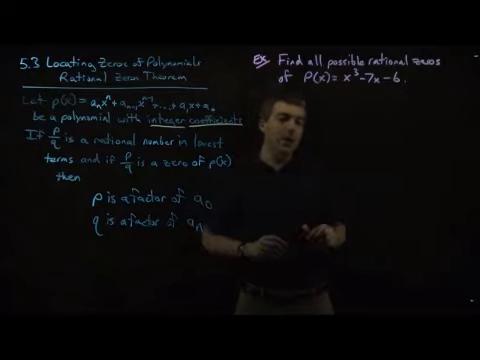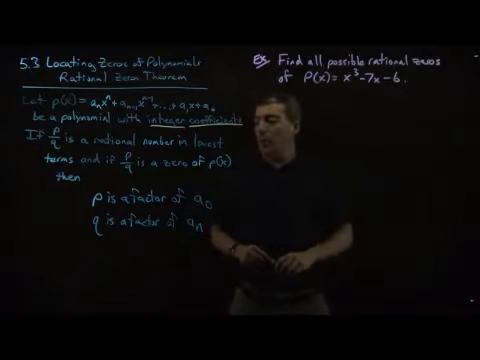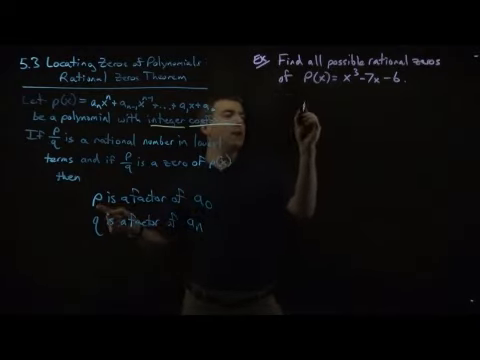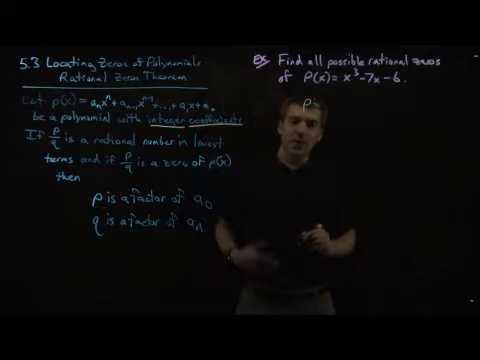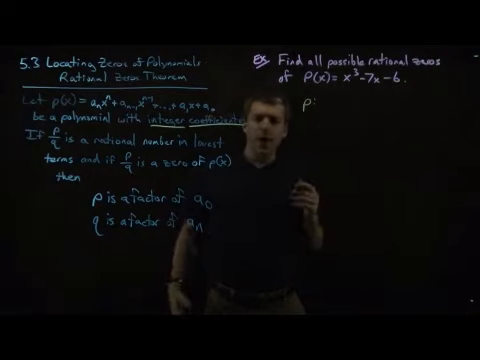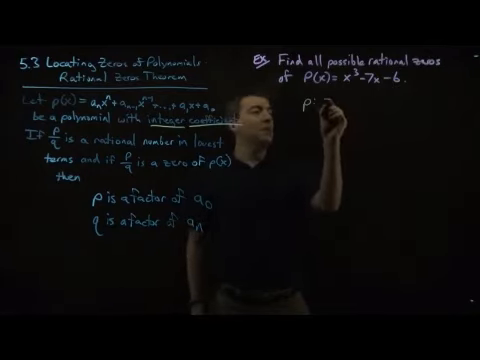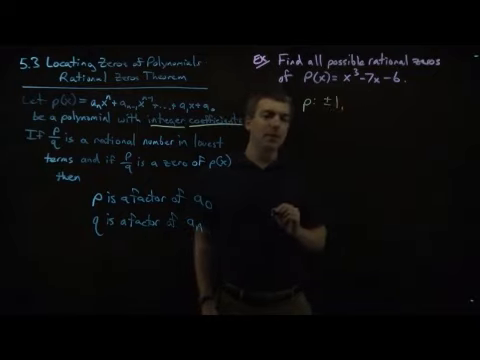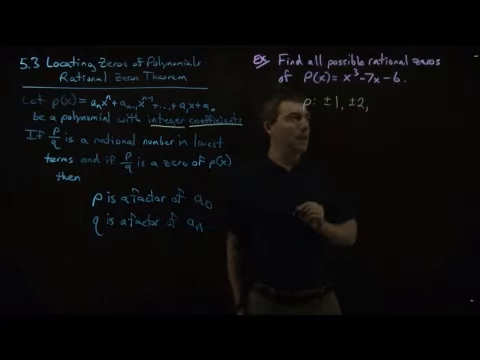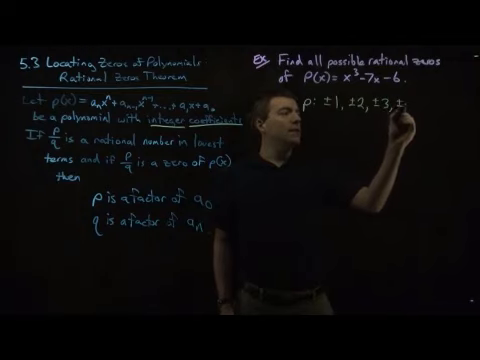All right, and so we know that any rational zeros of this polynomial will be of the form p over q, where p is a factor of the constant term. So let's list all the factors of the constant term. The constant term is negative 6. What are the factors of negative 6? Well, 1. So plus or minus 1 is a factor. 2, plus or minus 2. Both of those divide evenly into negative 6. Plus or minus 3. And of course, 6 itself.